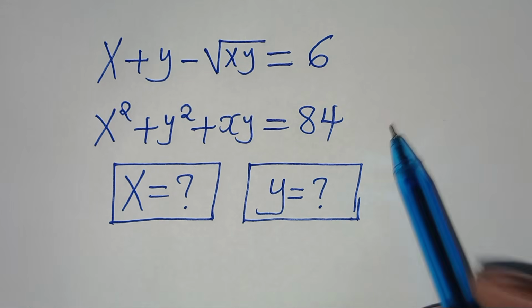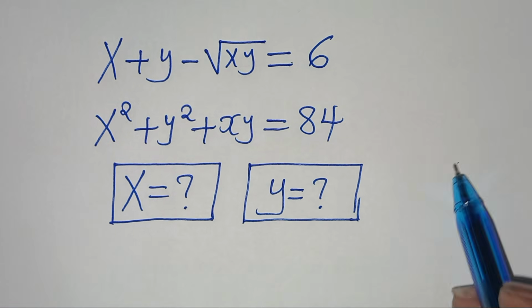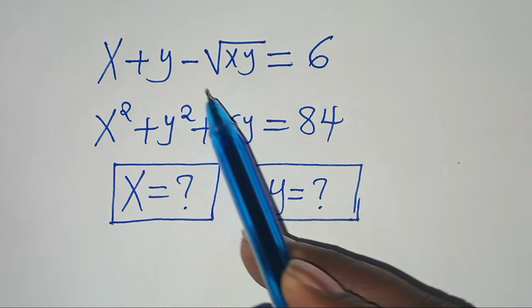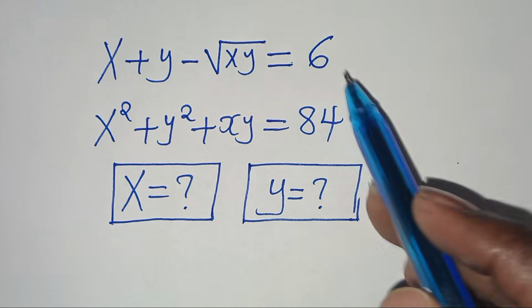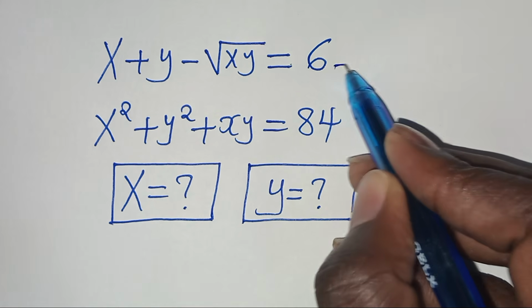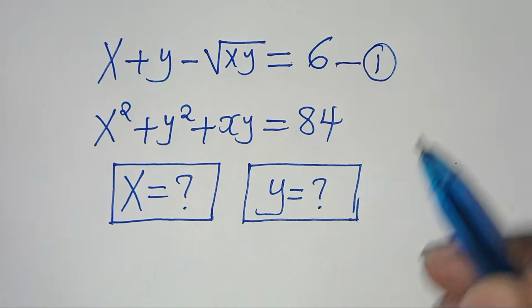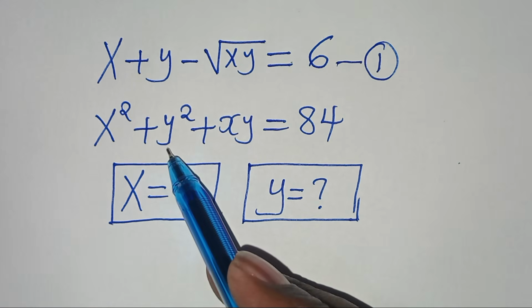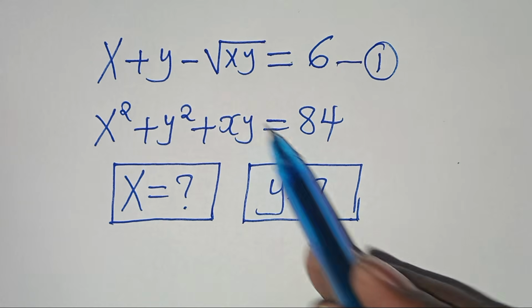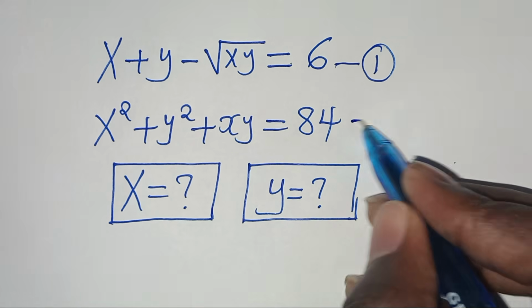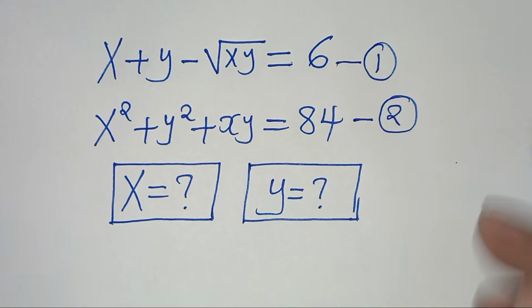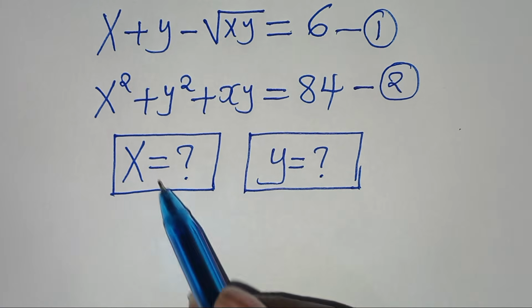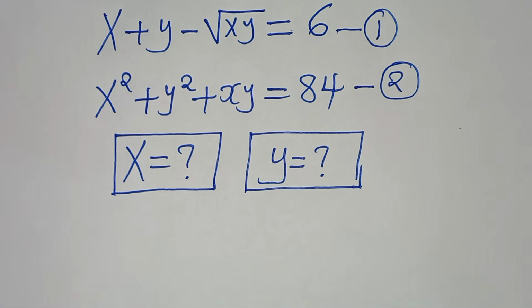You are welcome to solve this nice algebra problem, which is x plus y minus the square root of xy. This is equal to 6. Let's call this equation 1. Then we have x squared plus y squared plus xy. This is equal to 84. Let's call this equation 2. So what is the value of x and what is the value of y?